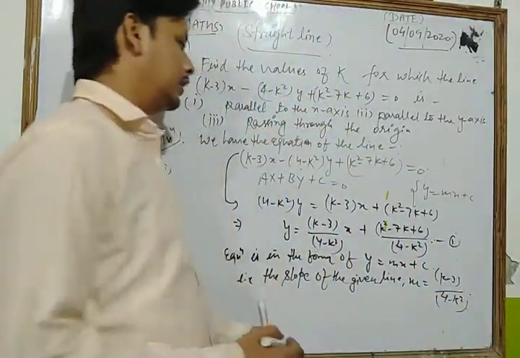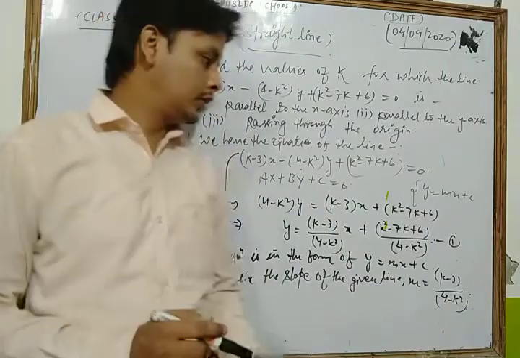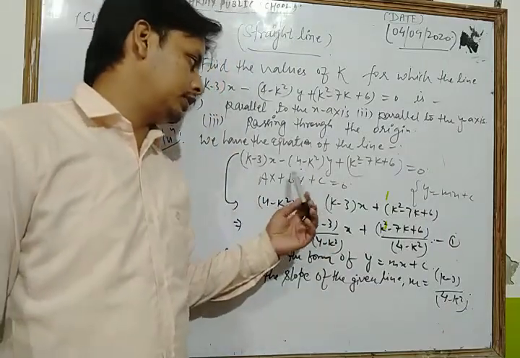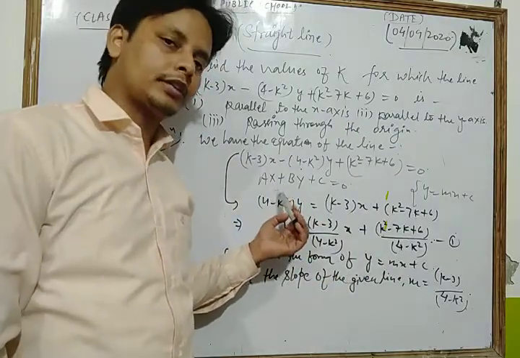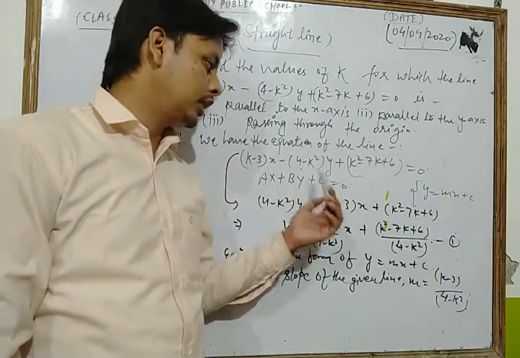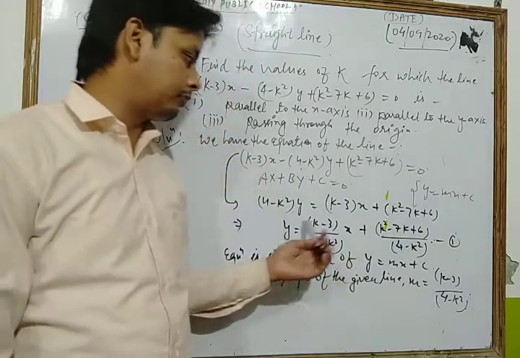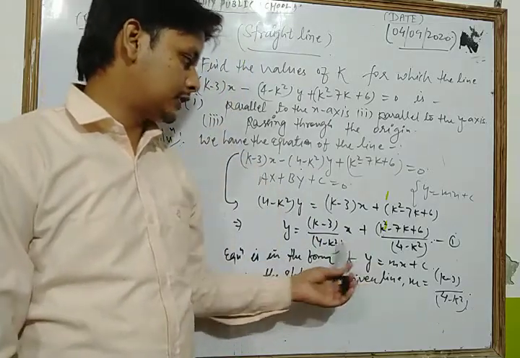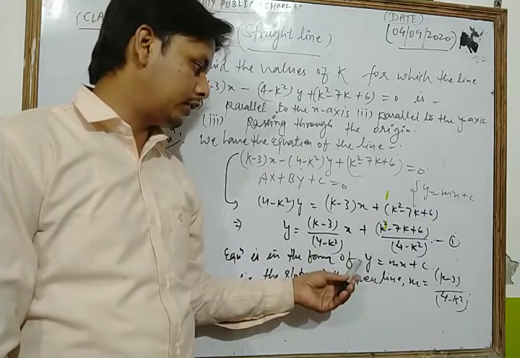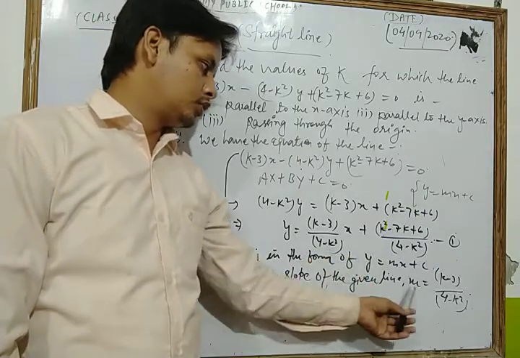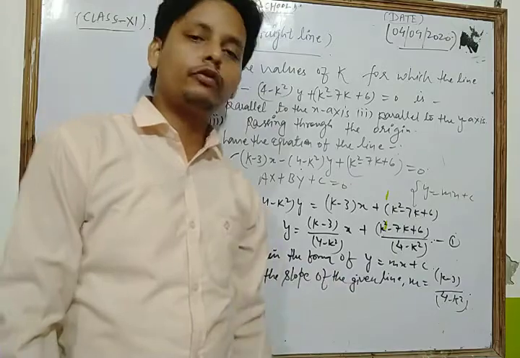First of all, dear students, we converted the given equation of a line, which is given in the form ax plus by plus c is equal to 0, into slope intercept form, that is y is equal to mx plus c. So from here we compare them, and we find the slope of that line, which is (k minus 3) upon (4 minus k square).